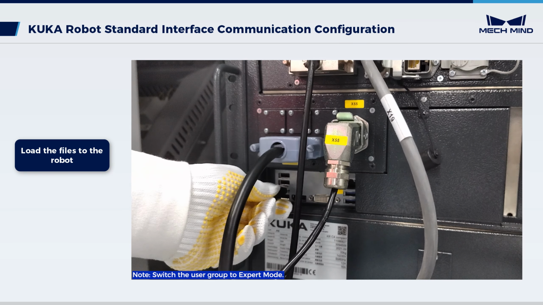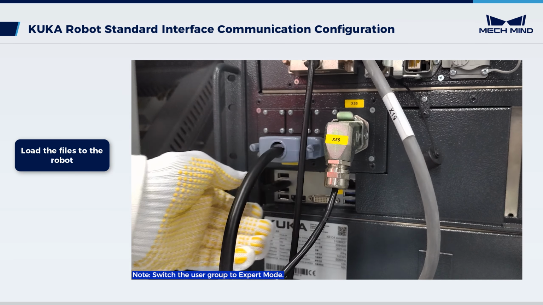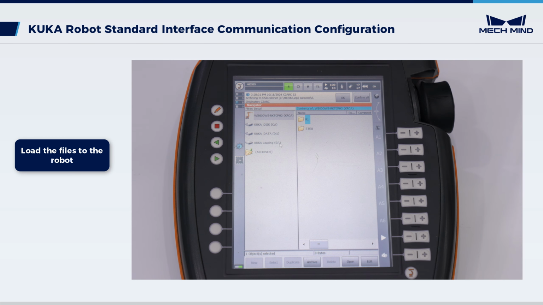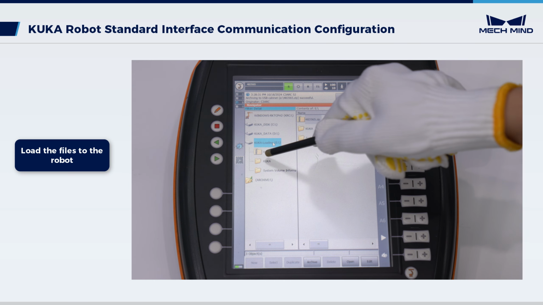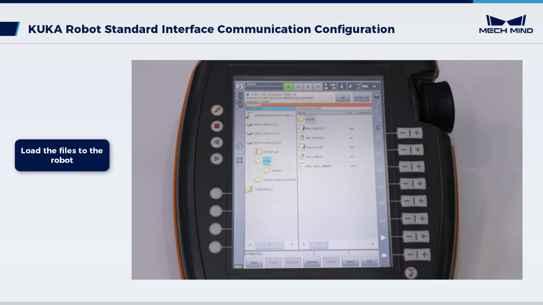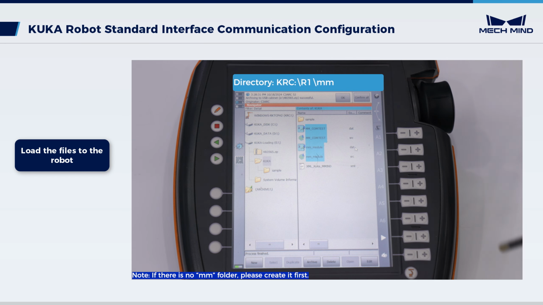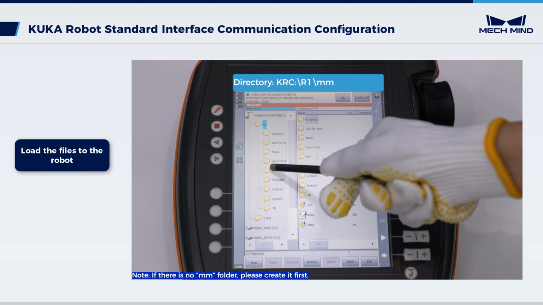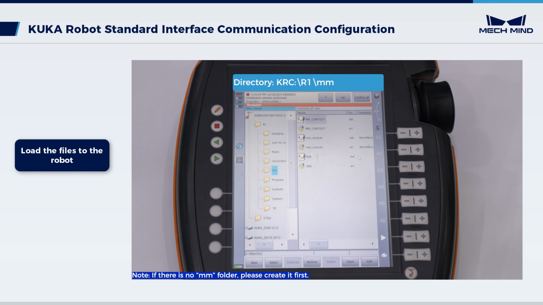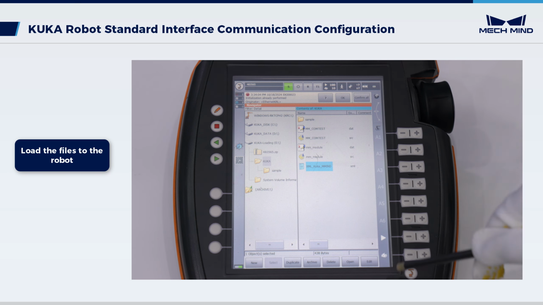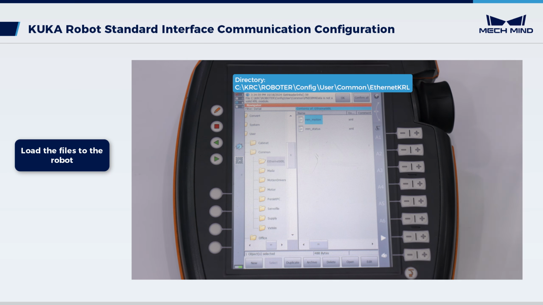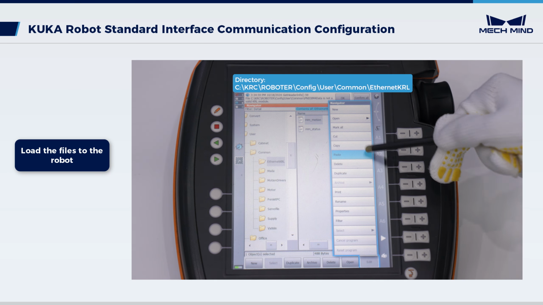Under the expert mode, plug the flash drive into the controller again. On the left panel of the teach pendant, select the flash drive. Then, locate the above copied folder. Copy files with .src and .dat extensions and paste them into the KRC R1 directory. Following the above steps, copy the XML file to the directory as shown in the video.